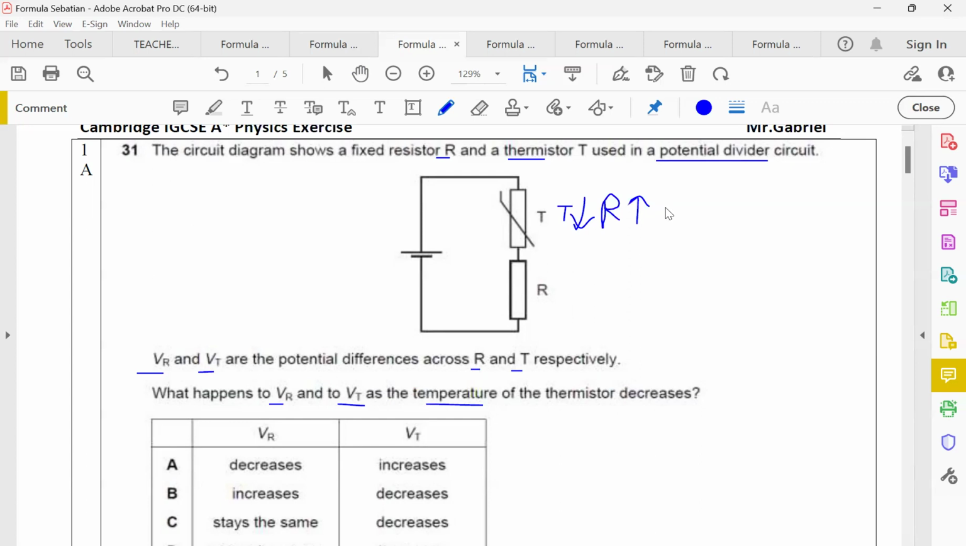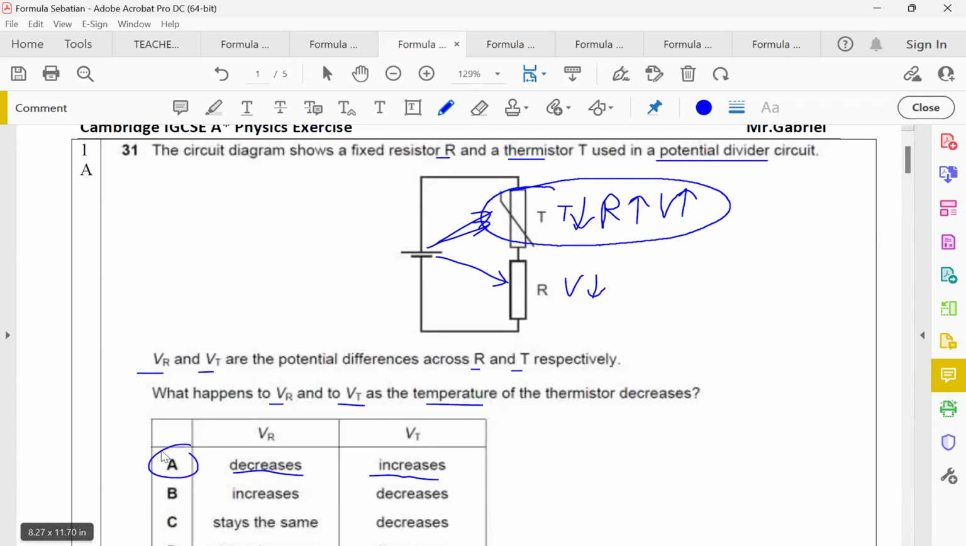Temperature decreases, resistance increases, and voltage increases. Guys, it means the voltage here is going to decrease because this thing right now draws more voltage from here, and there will be less voltage to be distributed here. So your VT is supposed to increase, and your VR is supposed to decrease. Answer is A. Did I confuse anyone just now? Sorry, I didn't read the question properly. It was the temperature decreasing, not temperature increasing.